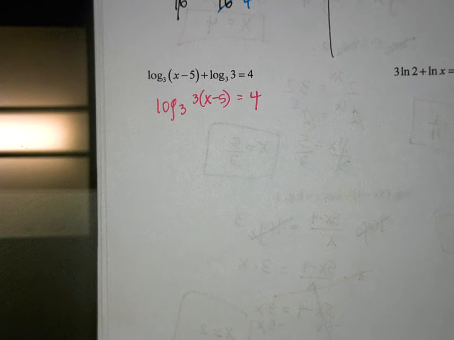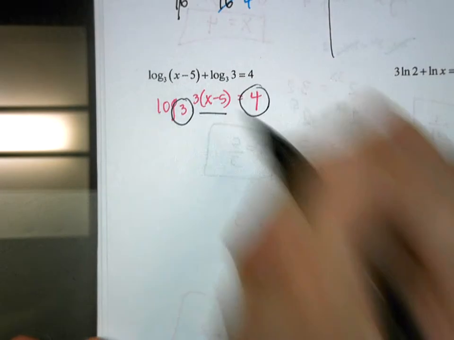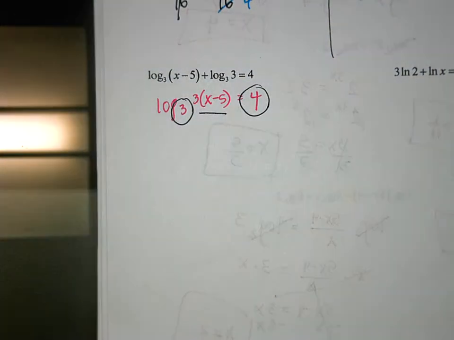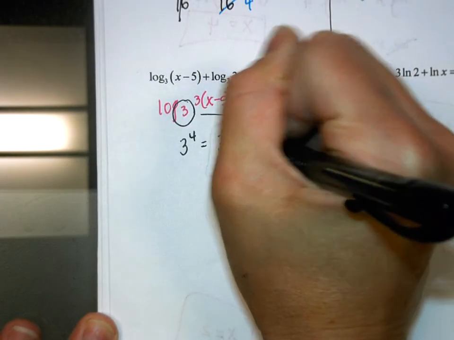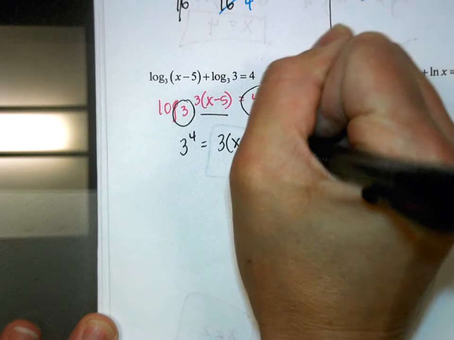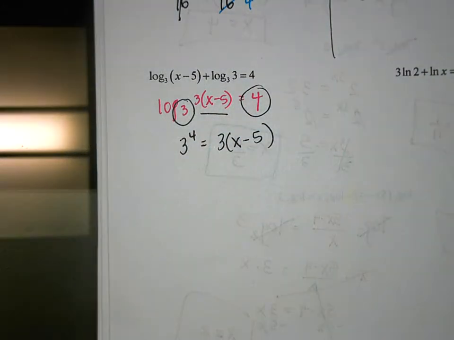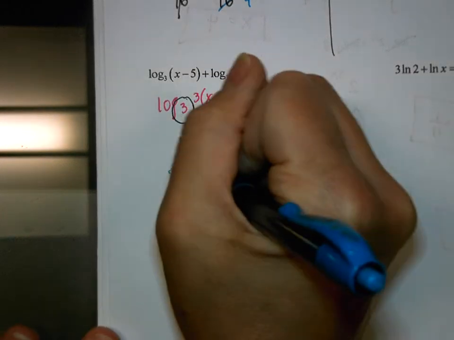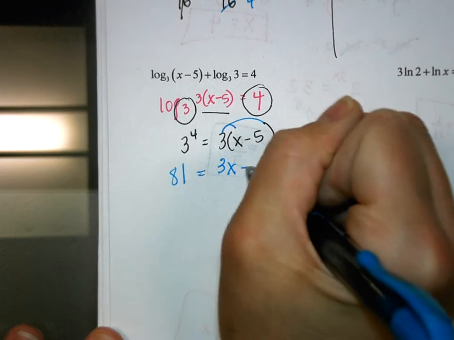Exponential form. Okay. So exponential form is where this becomes my base and this becomes my exponent and then this goes on the other side. So therefore, this will be what? 3 to the 4th equals 3x minus 15. Okay, good. Yes, that is also correct. Okay, 3 to the 4th power is what? 81. And then we distribute and we get 3x minus 15.